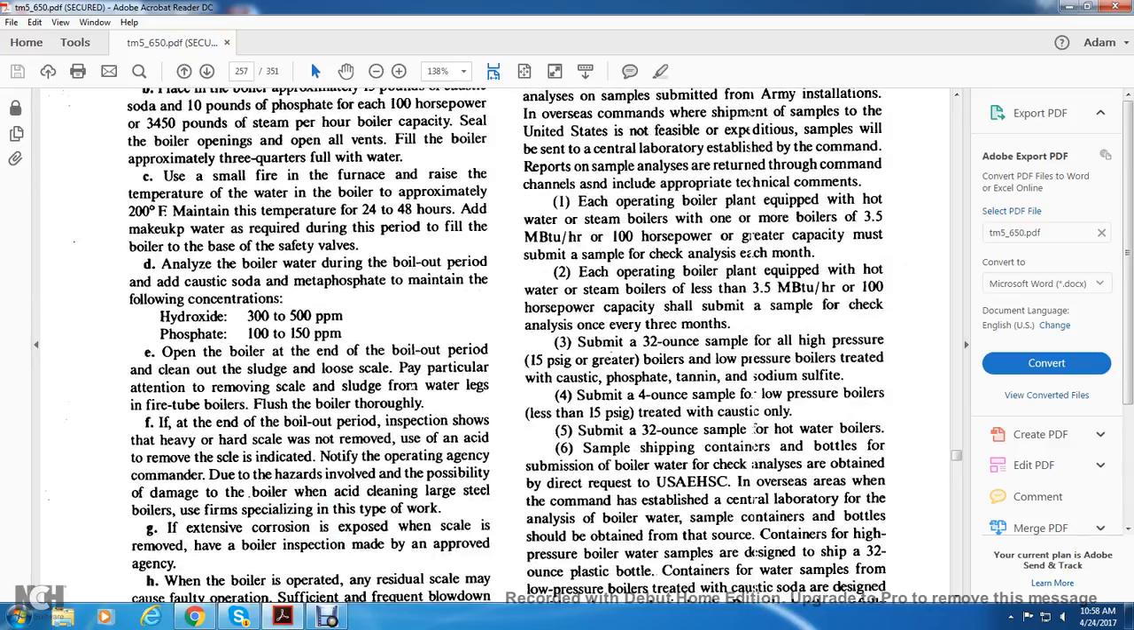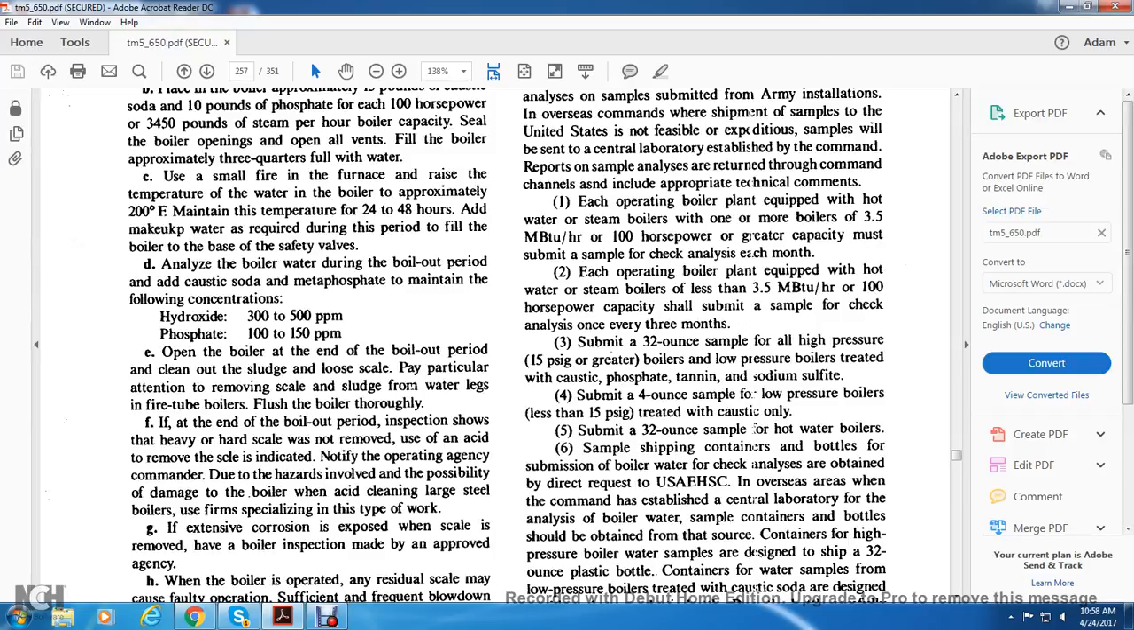1. Each operating boiler plant equipped with hot water or steam boilers, with one or more of the boilers at 3.5 million BTU per hour, or 100 horsepower or greater capacity, should submit a sample for check analysis each month. 2. Each operating boiler plant equipped with hot water or steam boilers of less than 3.5 million BTUs per hour or 100 horsepower capacity should submit a sample for check analysis once every 3 months.